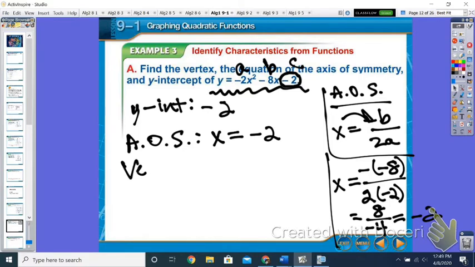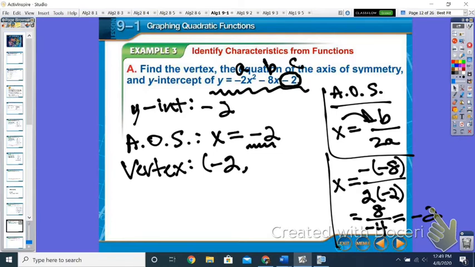Our vertex, and this is why we found the axis of symmetry first. As we said yesterday, the vertex and the axis of symmetry are the same in that the x-coordinate of our vertex is always the same number as our axis of symmetry. So that means our vertex is going to be -2 because that's a -2 right there. So now the only remaining question is, how do we find the y-coordinate of our vertex?